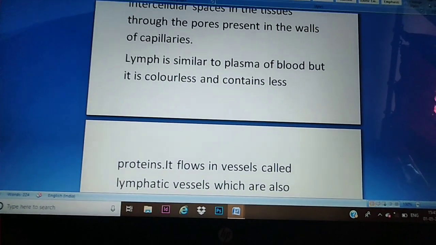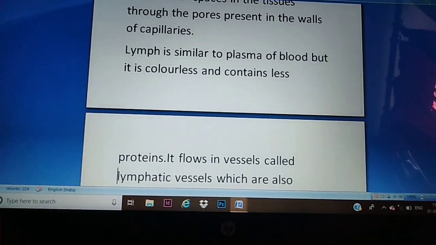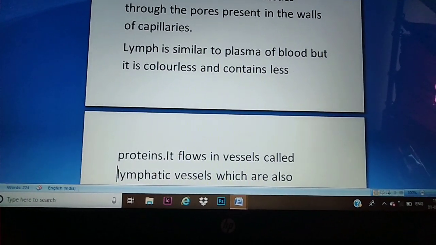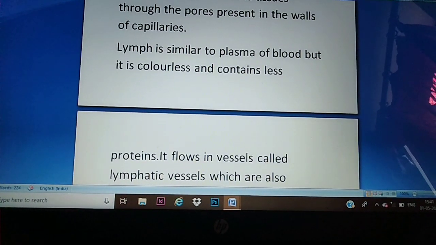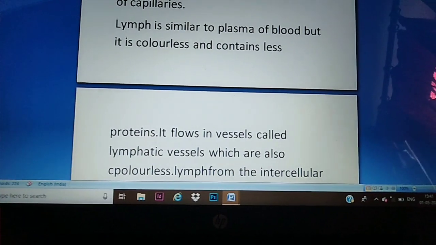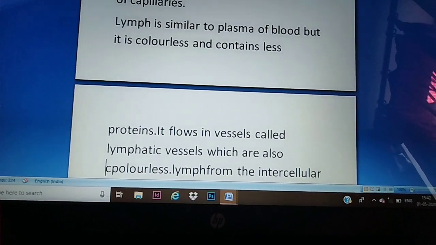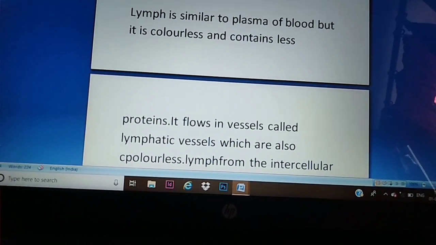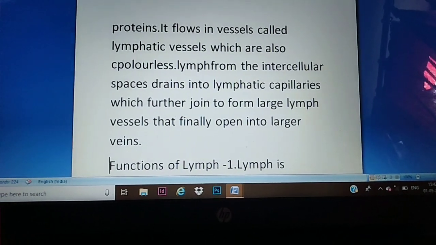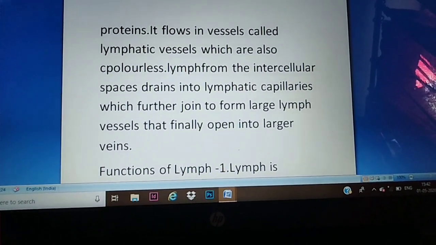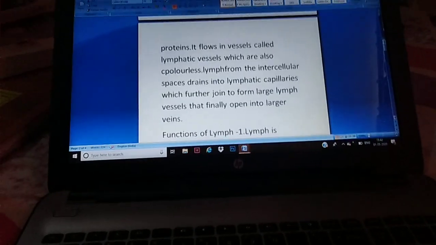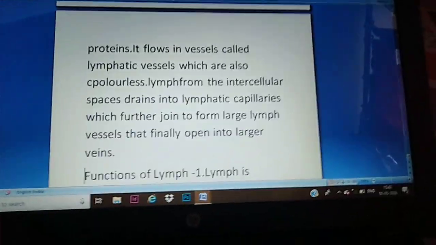Okay, now where does the lymph flow? Where is its path? It flows in vessels called lymphatic vessels, and they are also colorless. Lymph from the intercellular spaces drains into the lymphatic capillaries, which further join to form the large lymph vessels that finally open into the larger veins. So just as the blood has blood capillaries, in a similar way lymph has capillaries which are known as the lymph capillaries.